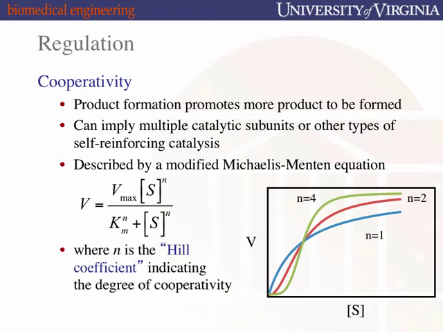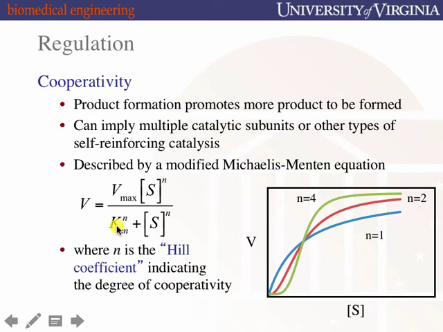Now, it can also be feedback, but negative. In many cases, the production of product actually comes back and inhibits the enzyme. That's a way that we make sure the enzymes don't run amok, is that their products begin to lower their activity. In this case, it can imply multiple catalytic subdomains or other types of self-reinforcing catalysis. And in this case, we can't use the straight-up Michaelis-Menten model for enzyme mechanics.